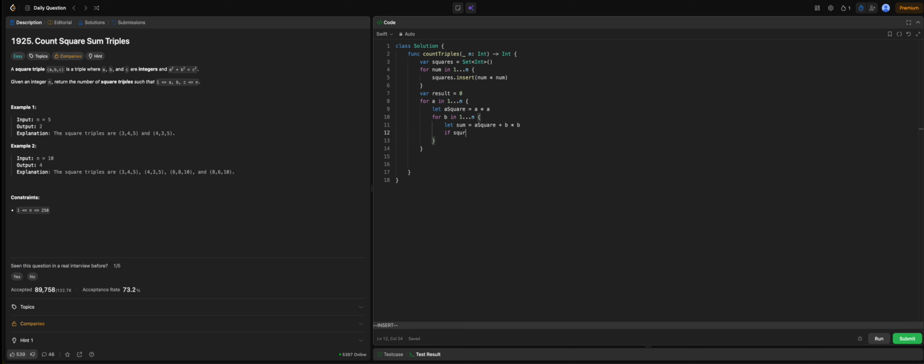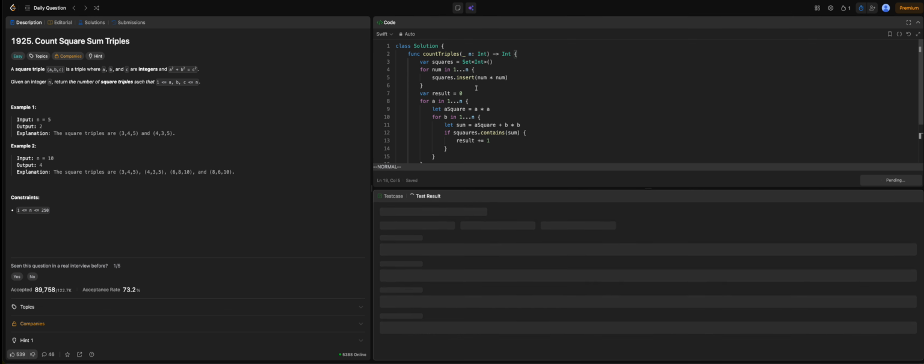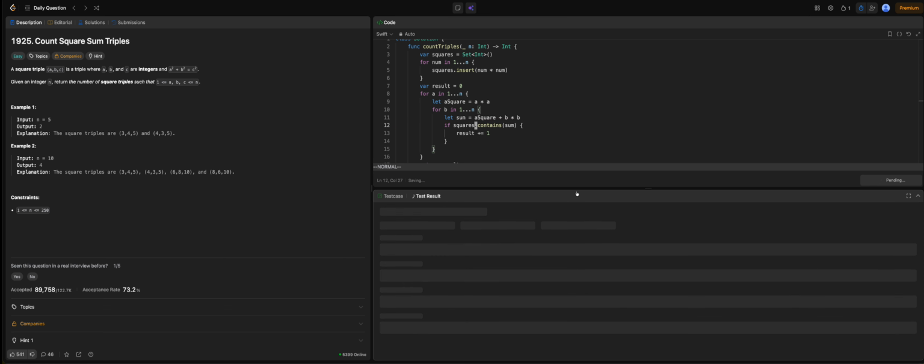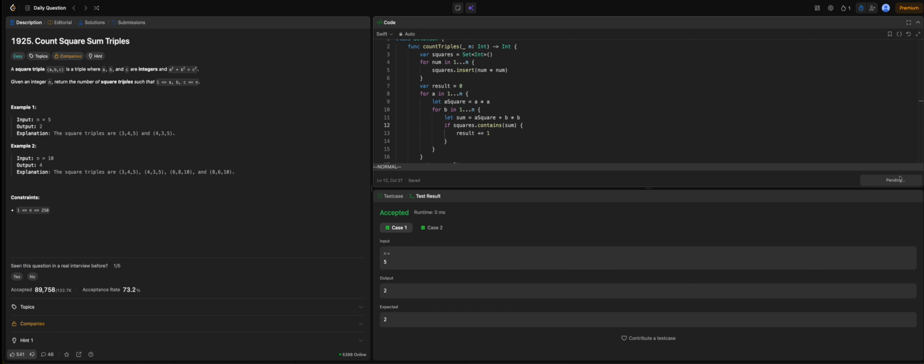So if squares contains our sum, we're going to increment our result by 1, and then we just return the result. Yep, that's the solution. The set lookup is O of 1. Alright, typo error. If we try to submit it, the time complexity will be O of n squared and the space complexity will be O of n.